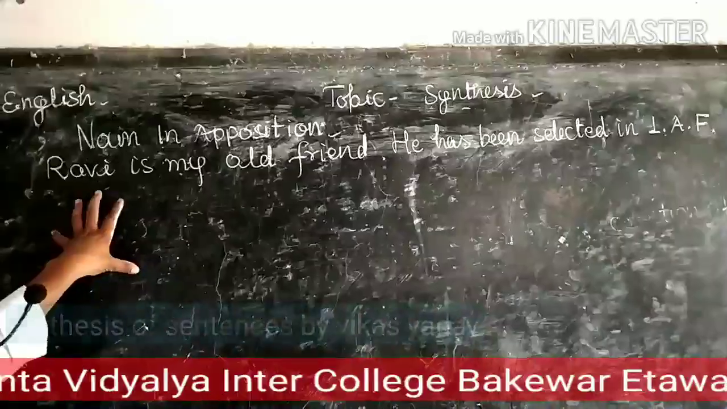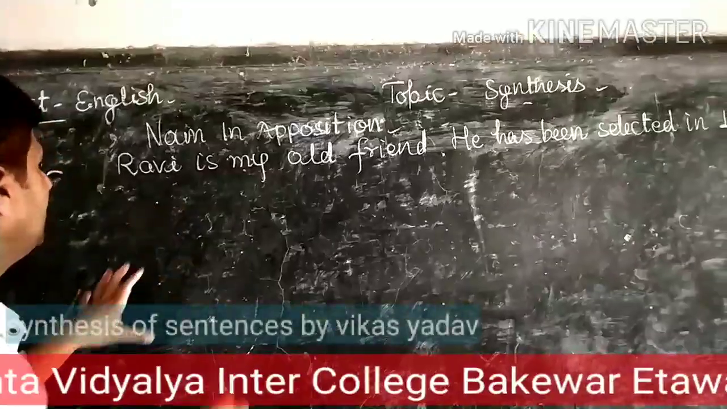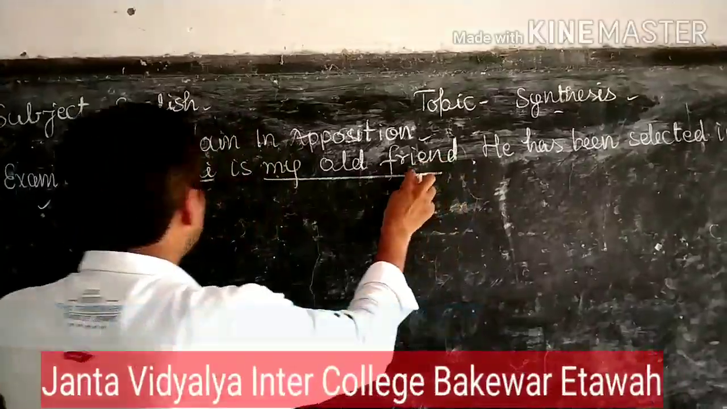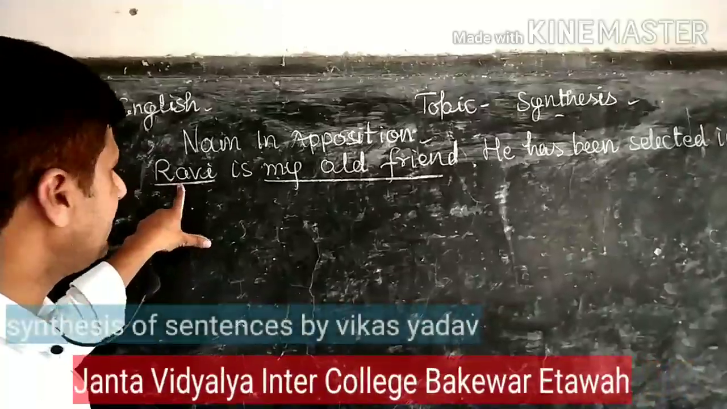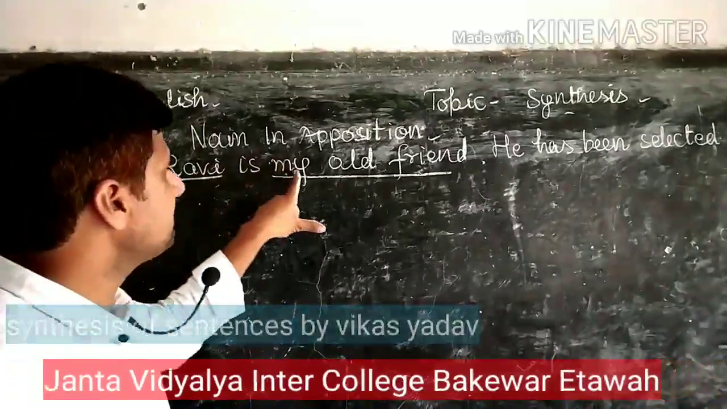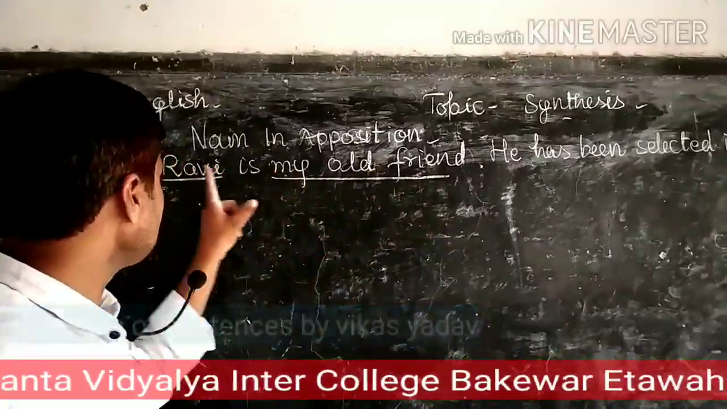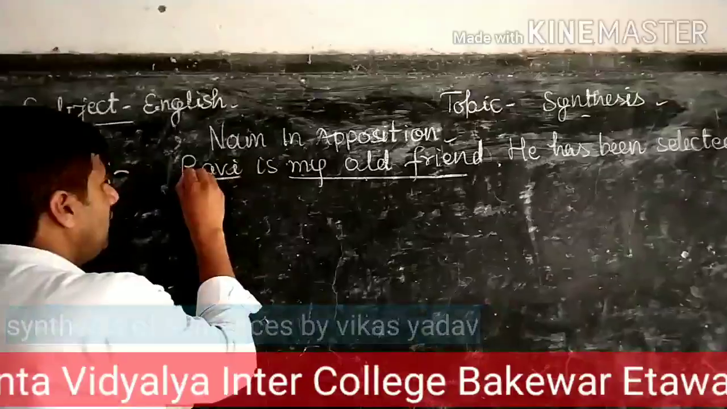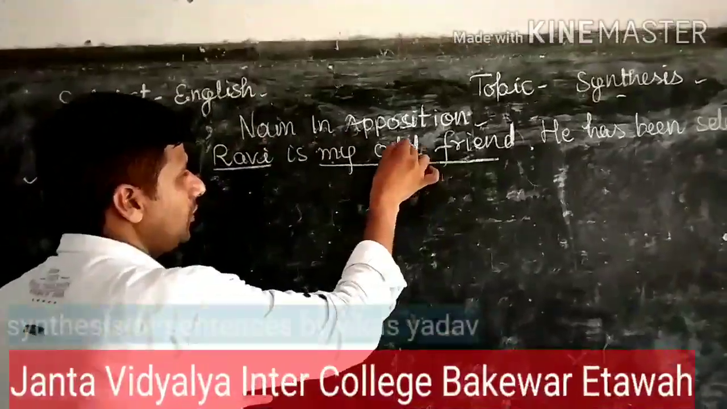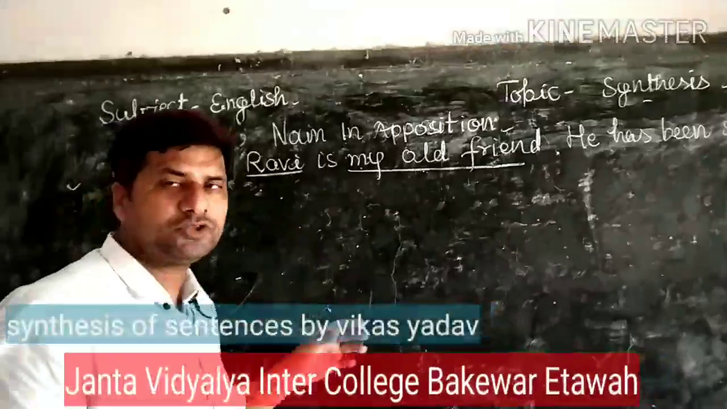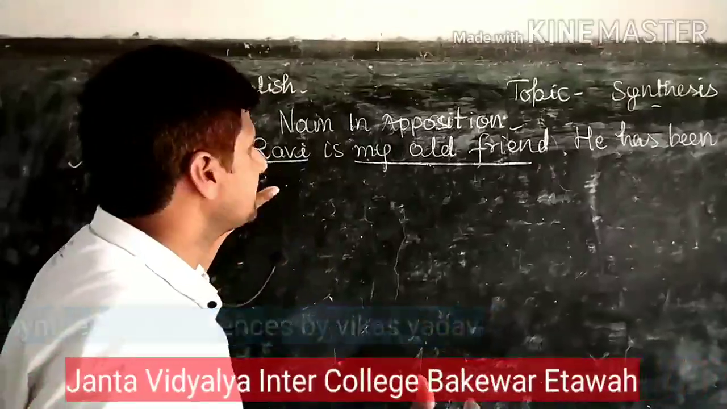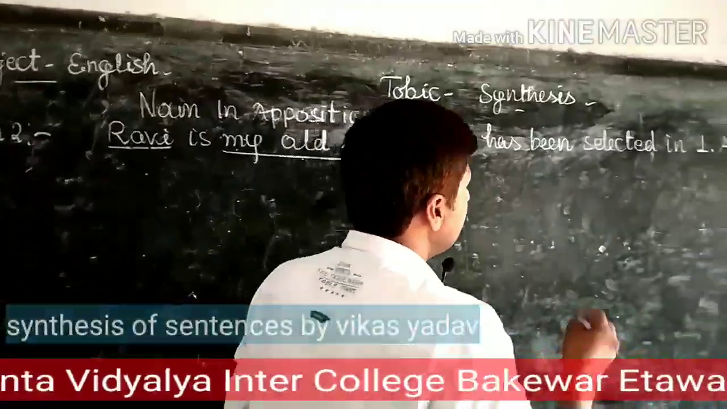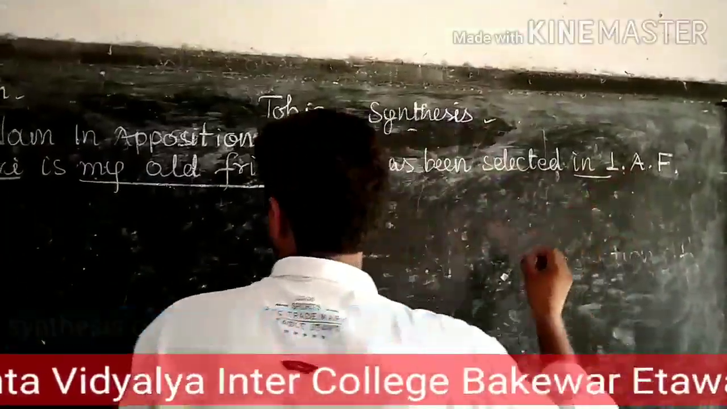So, in this sentence, see carefully. Ravi and my old friend: Ravi is a noun, and my old friend is a noun phrase which is used for Ravi. Who is Ravi? My old friend. Who is my old friend? Ravi. Both the things are correlated. Both terms are used for Ravi. He has been selected in Indian Air Force.